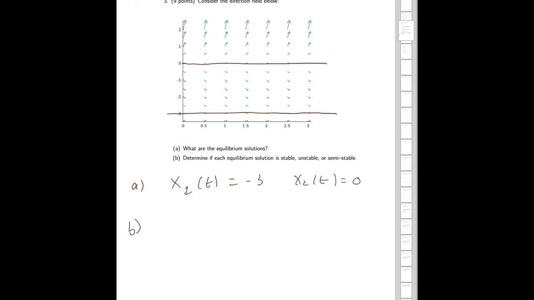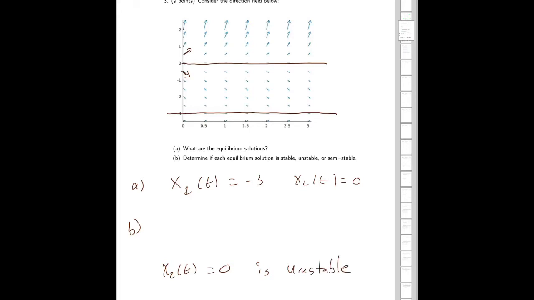Now for part B, if I look at the solution at 0, the arrows, if you start a little bit above 0, are pointing away. If you start a little bit below 0, the arrows are also pointing away. So this is unstable. Sorry, I did 0 first. So x2 equals 0 is unstable.